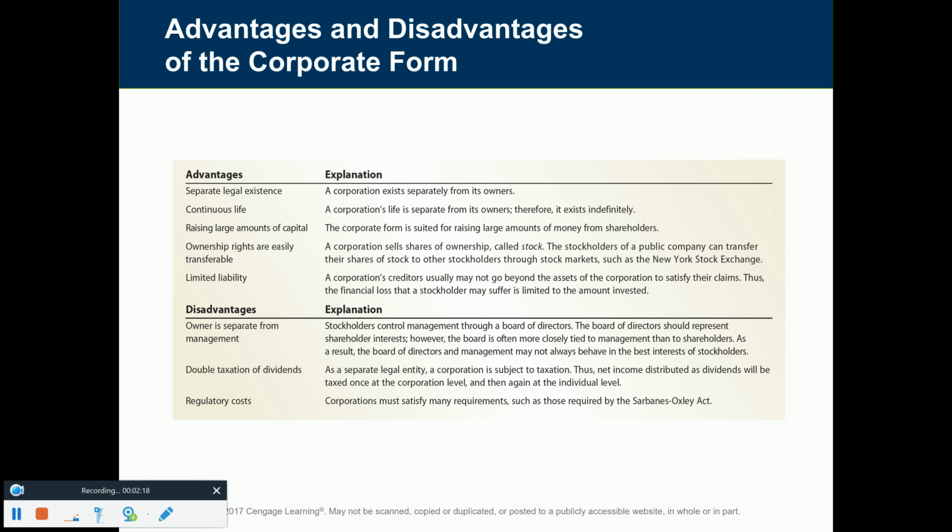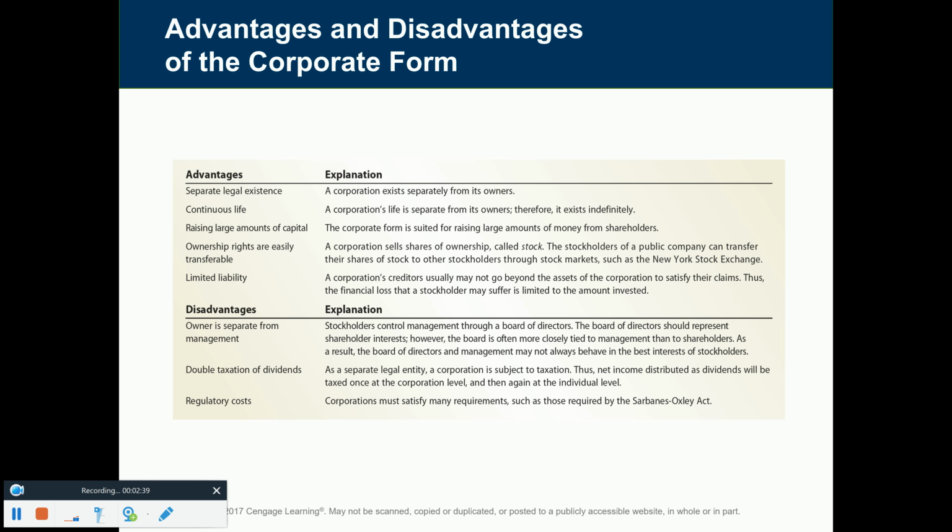Okay, corporations are subject to tax. And here's a nice little form that talks about advantages and disadvantages of the corporate form. You can see the advantages. They are a separate legal existence. They have a continuous life, meaning even if one of the shareholders dies, the corporation continues.